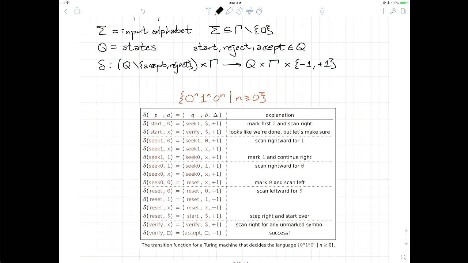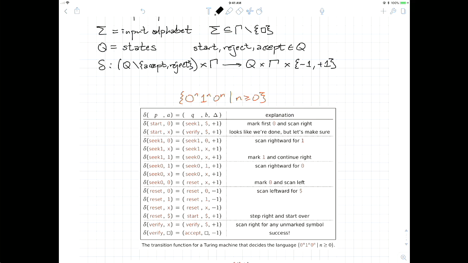So for example, if I'm in state seek 0, what I'm doing is I'm moving the Turing machine head, the thing that looks at the tape, to the right, trying to find a 0. If I'm in seek 1, I'm moving to the right, trying to find a 1. When I find a 0 in state seek 0, I will mark it with an X, start moving to the left, and enter the state reset.